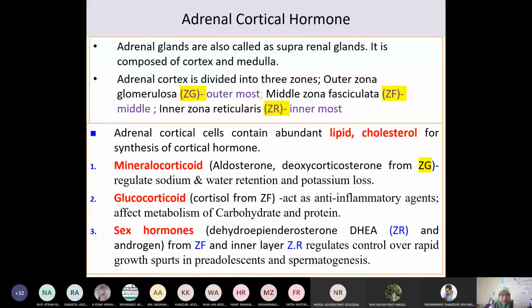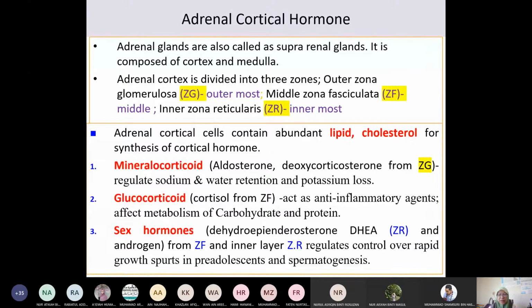The middle layer, the zona fasciculata, allows glucocorticoid synthesis. Glucocorticoids are anti-inflammatory agents that are involved in gluconeogenesis and protein synthesis as well. Then the zona reticularis provides DHEA, dehydroepiandrosterone, and also androgens. So these three layers of the cortex provide various types of important hormone synthesis. The starting material is actually cholesterol.